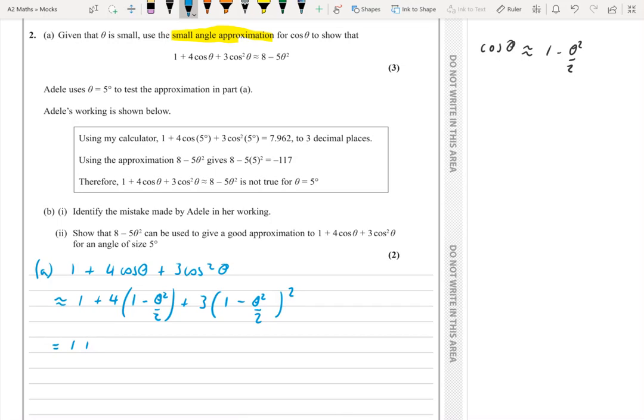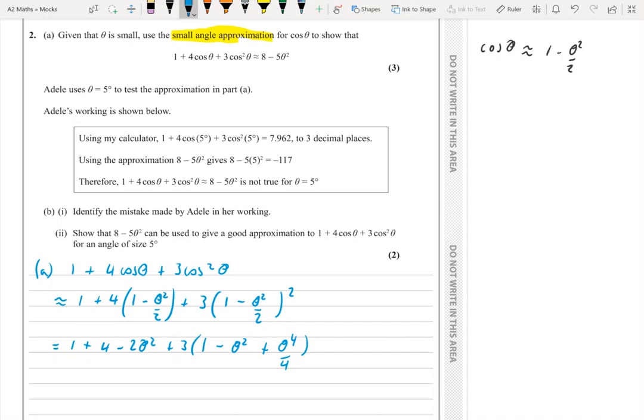So we've got 1 plus, expand these brackets, 4 multiplied by 1, minus 4 theta squared over 2, so that's minus 2 theta squared, plus 3. This bracket needs expanding, it needs squaring. 1 squared is 1. Minus theta squared over 2 minus another theta squared over 2 is minus theta squared. And then there's going to be a positive theta to the power 4 over 4 term.